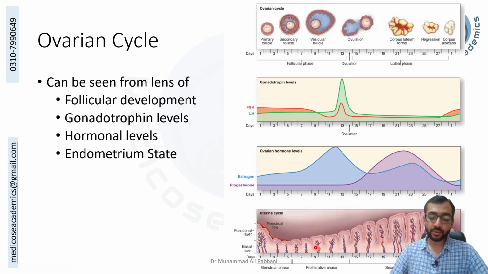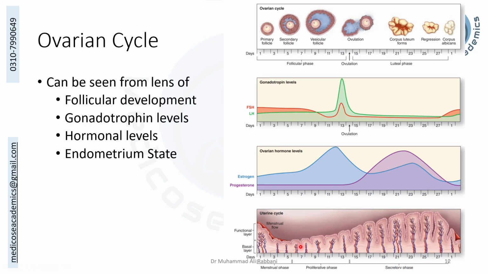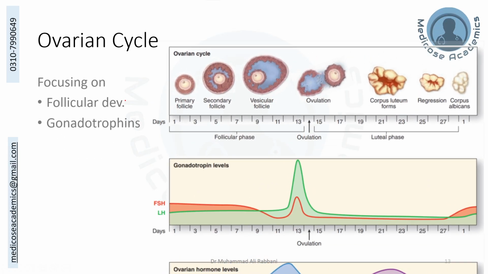And you can see all the same thing again from the perspective of menstruation, or endometrial changes. Initially, within the follicular phase, you have menses time, the menstrual phase, then you have the growth and repair time that is called the proliferative phase, and during the luteal phase you have the secretory phase where the endometrium secretes a large amount of fluids and is ready for implantation. So you have these different states from different lenses. Here we will be focusing on follicular development and gonadotrophin developments a little more.